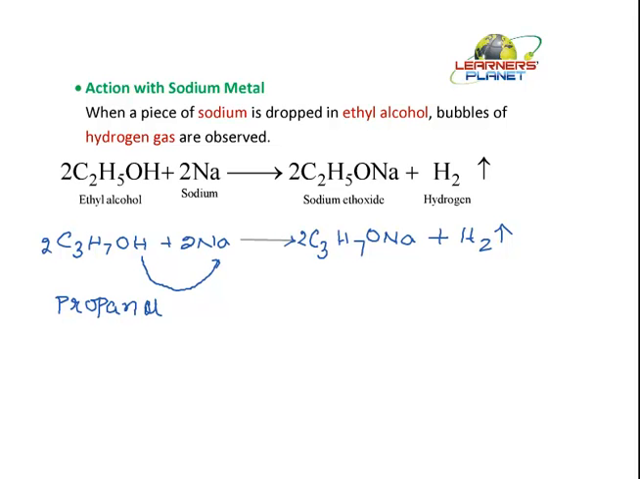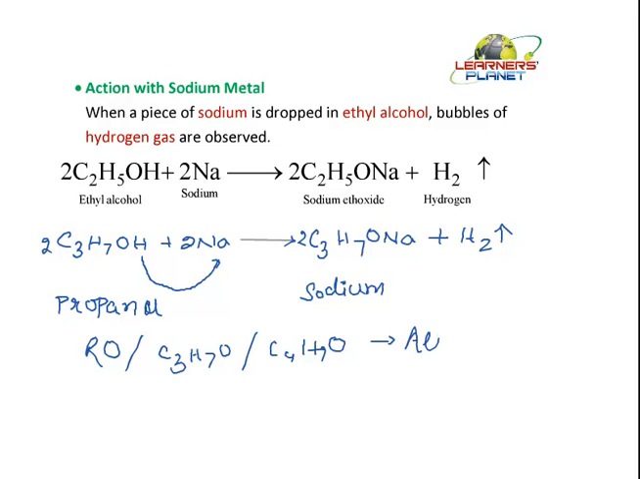Now here, this is a salt type of compound, like in inorganic chemistry we would have called it a salt. The metal is named first, so it is sodium. And your RO, R is any alkyl. It can be C3H7O or it can be C4H9O. So with any alkyl, it is called what? It is alkoxide. Okay, so this would be what? Sodium propoxide.